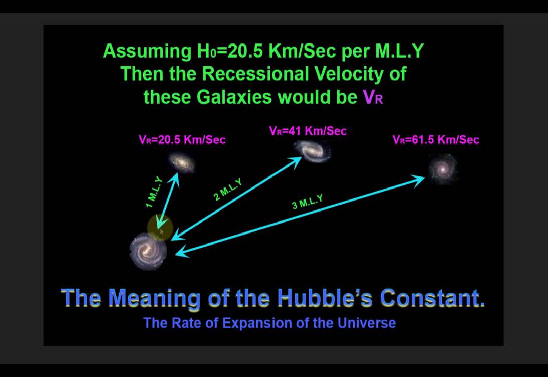So if we observe a galaxy at 1 million light years, it'll be going away at 20.5 kilometers per second. If you look at a galaxy that is 2 million light years away, it'll be going twice as fast, or 41 kilometers per second. If you look at a galaxy that is 3 million light years away, it'd be going 3 times 20.5, or 61.5 kilometers per second. So that's what rate of expansion of the universe means.